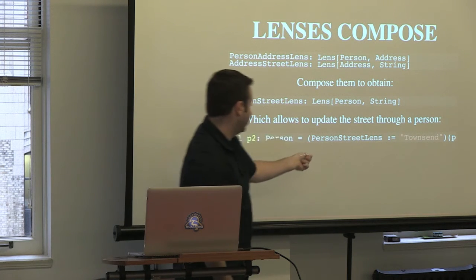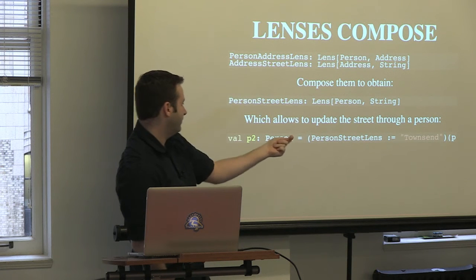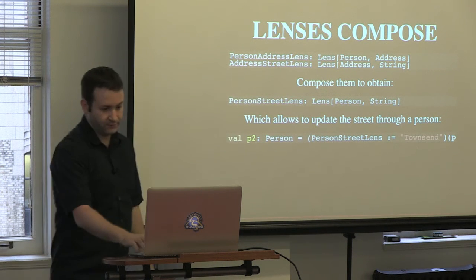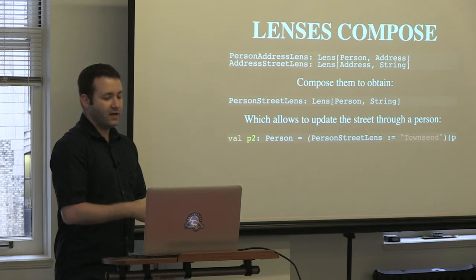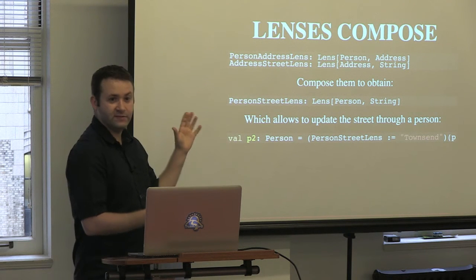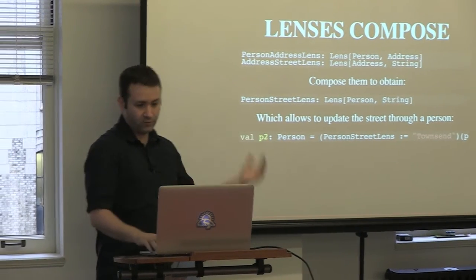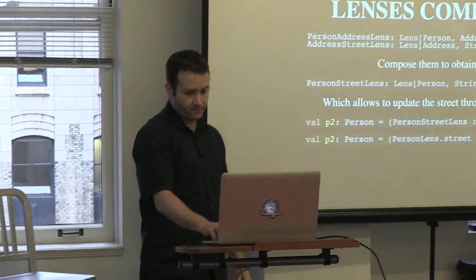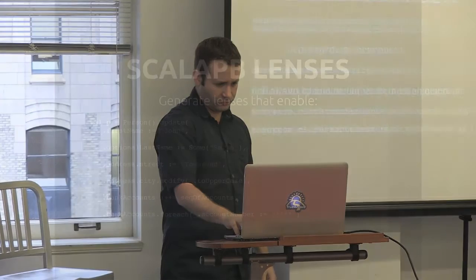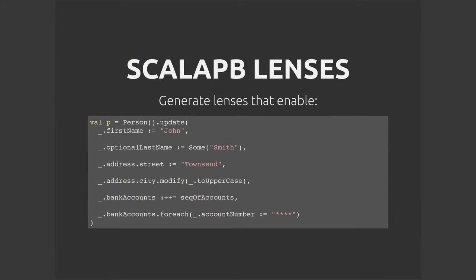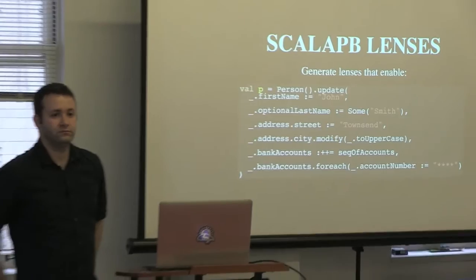So you have a person street lens, and you just assign a new street to the person, and you get the updated person. So ScalaPB would just generate those lenses for all the fields, for all the objects, with enough implicits and magic and smoke. You can get, I'm not sure what was the difference between those two lines. So this you can get something that you can access the field in a nicer name, not with the big companion object.